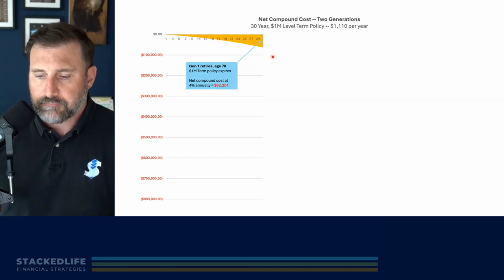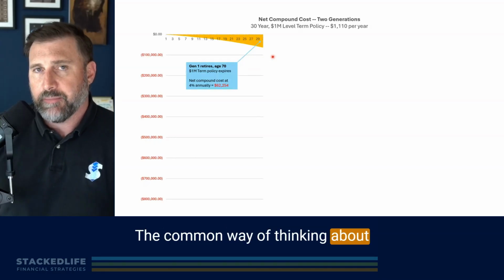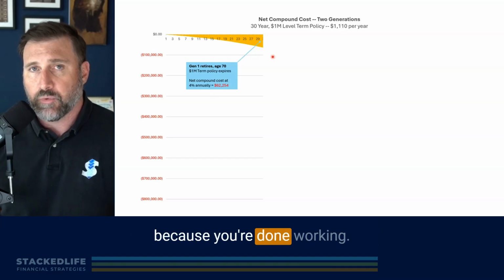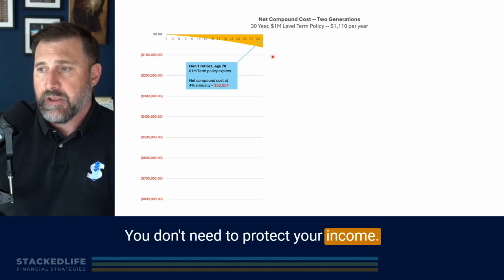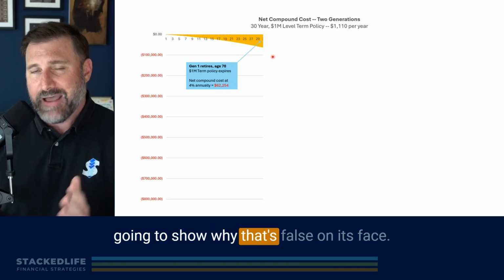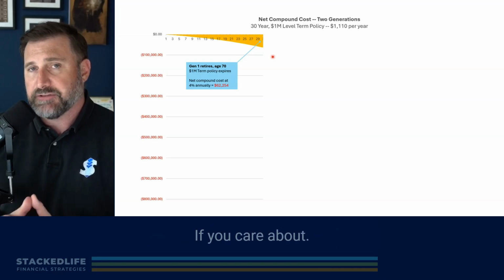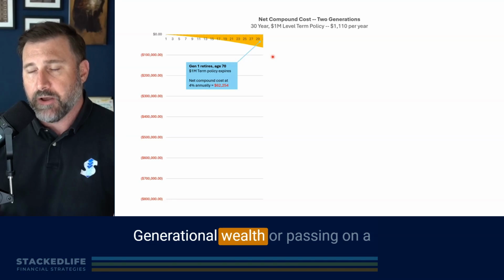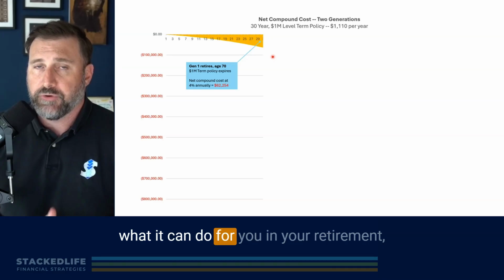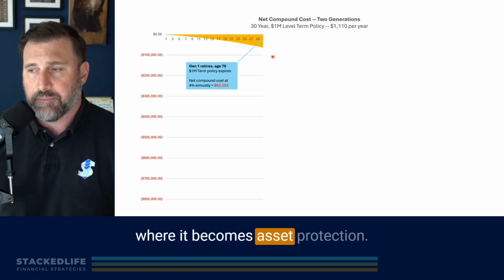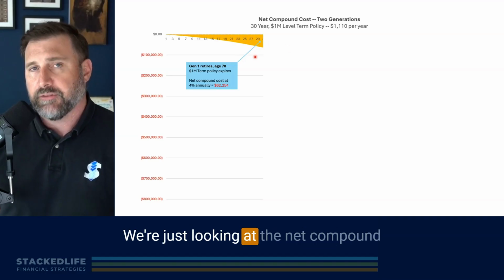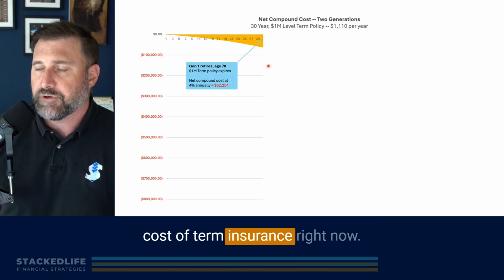The common way of thinking about insurance is that once you're retired, you don't need the insurance anymore because you're done working. You don't need to protect your income. That's a totally separate discussion, but I think I'm going to show why that's false on its face if you care about generational wealth or passing on a legacy. It's also false in terms of what it can do for you in your retirement, where it becomes asset protection. But I don't want to go too far down that rabbit hole. We're just looking at the net compound cost of term insurance right now.